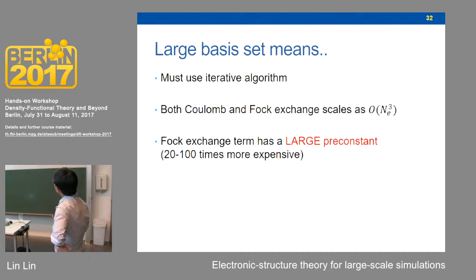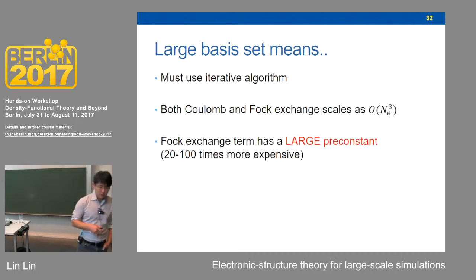So let me say again, what does large basis set mean in this particular context? What I mean is the basis set is very large, and you have a large matrix. You just cannot diagonalize anymore. Or if you could diagonalize, it's a different story. But if you cannot diagonalize anymore, like with plane waves, you must use an iterative method. And I want to say there, both the Coulomb and the Fock exchange, when you use the iterative methods, scale cubically instead of quartically, as when you construct the two-center integral.